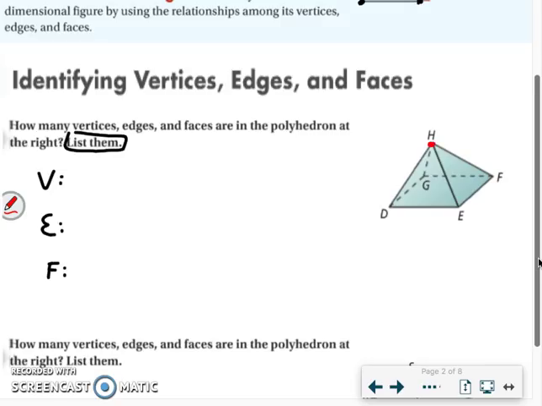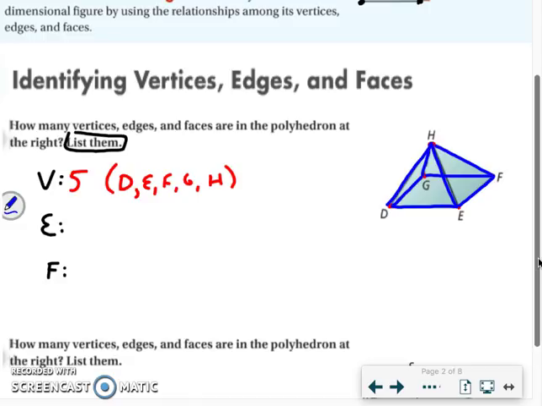The vertices are all the points where three or more lines intersect. So these 5 spots, there are 5 vertices in this pyramid. A list of them would just be the names of those points, so D, E, F, G, and H. For edges, that's all the lines that you see. So we have a line on each side on the bottom there, and then we have a line going up to the top from each vertex as well for a total of 8 edges.